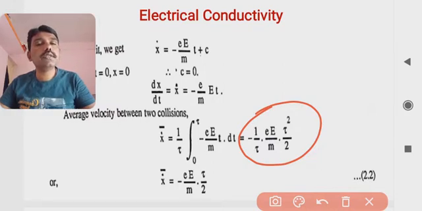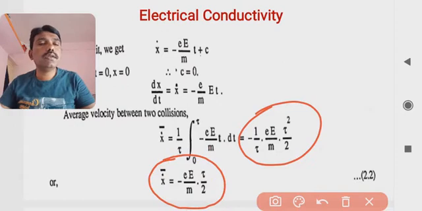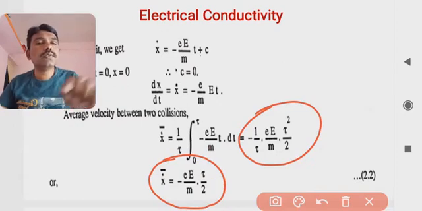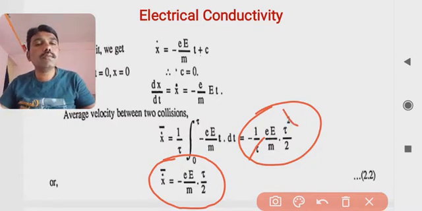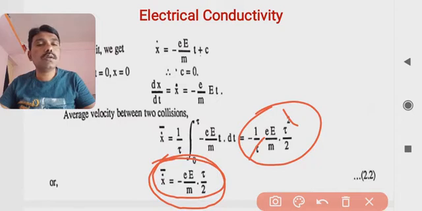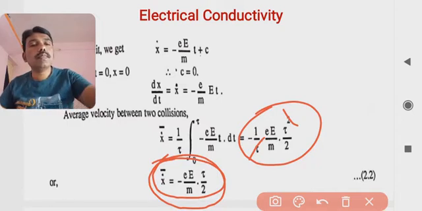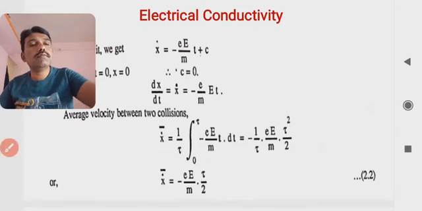This is what the integration part is to be there. Again we can simplify this and we can get the relationship like this: tau, and the square is going to cancel, and the remaining average velocity between the two collisions is given by this relationship, that is x dot bar is equal to minus e capital E by m into tau by 2. This is equation number 2.2, or the second, we can say.